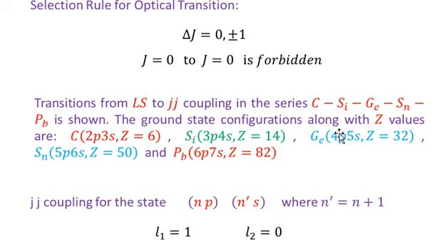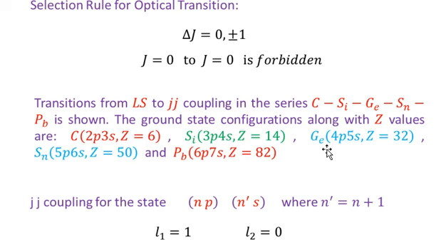The ground state configuration along with Z values are shown for these atoms. For the carbon atom, we have the ground state as 2p3s with capital Z equal to 6. For the silicon, I have the ground state as 3p and 4s with Z equal to 14. For germanium, the ground state is 4p and 5s with Z equal to 32. For tin, it is 5p and 6s with Z equal to 50. And for lead, the ground state configuration is 6p and 7s with Z equal to 82.